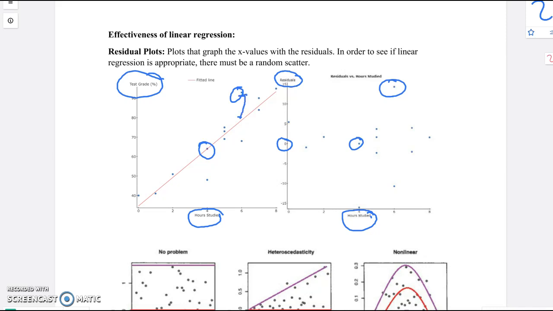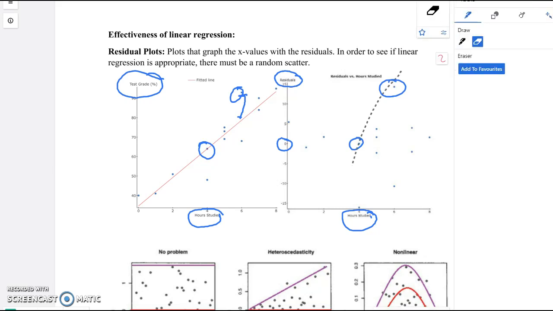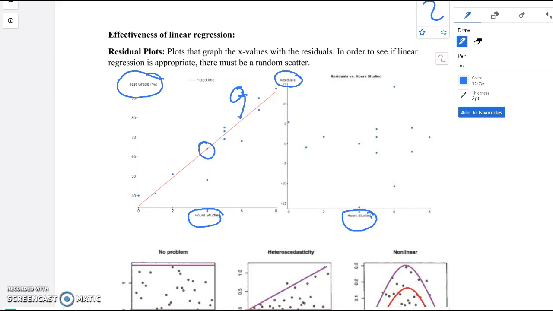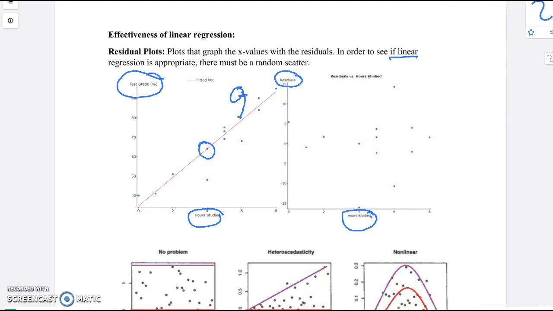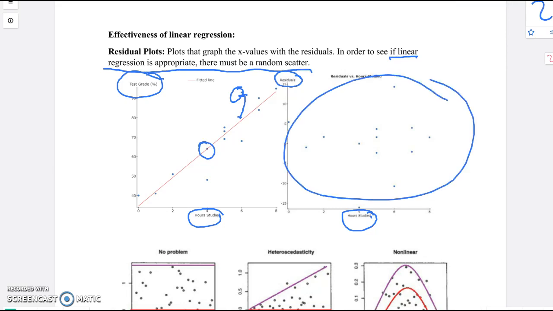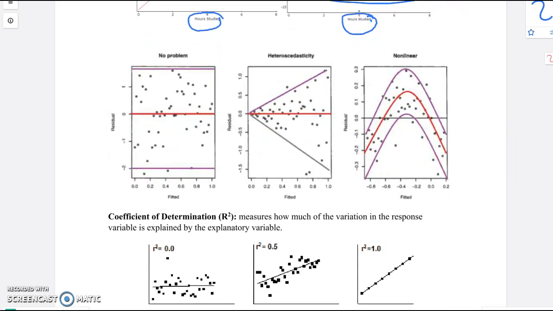But basically, what we want to know is what general pattern we see in the residual plot. In this case, we just see random scatter, and that is what we want. If linear regression is appropriate, there must be a random scatter. And as you can tell here, there really isn't anything out of the ordinary. Let me go ahead and deduce a couple of things. If our residuals are completely scattered, then we're perfect. Linear regression is appropriate, and we can go ahead and use it.